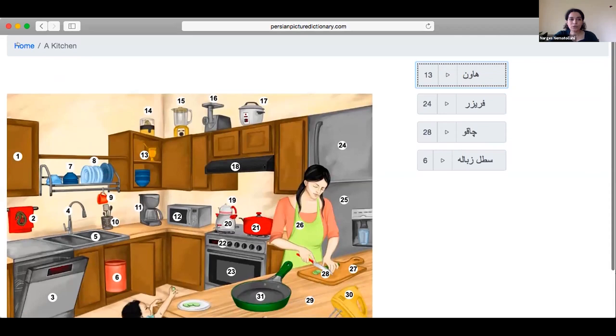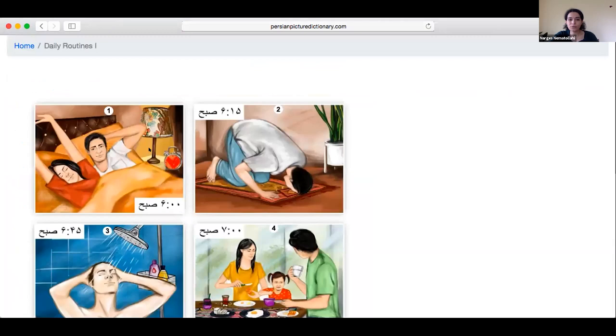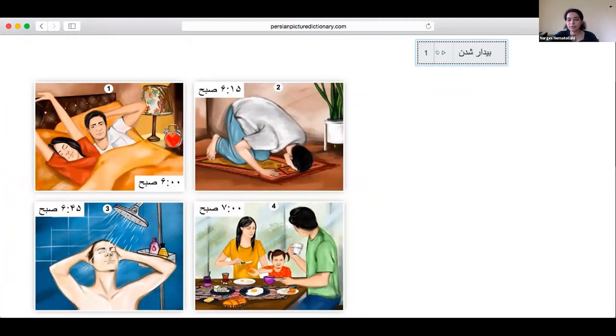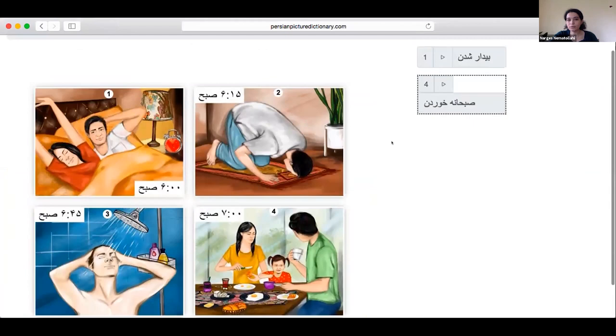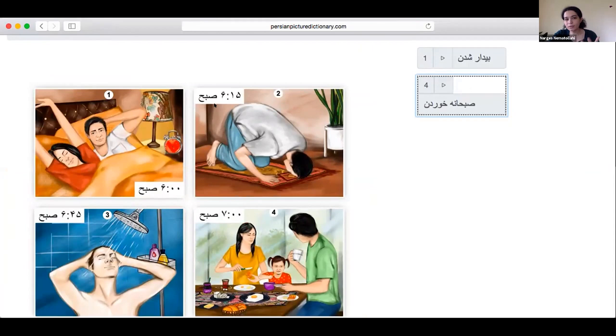For daily routine, for activities, if you go to daily routine, you have to click here. And these give the infinitives of the activities. And the times are going to give the audience some clue as to what the events are or at what time of the day they happen.